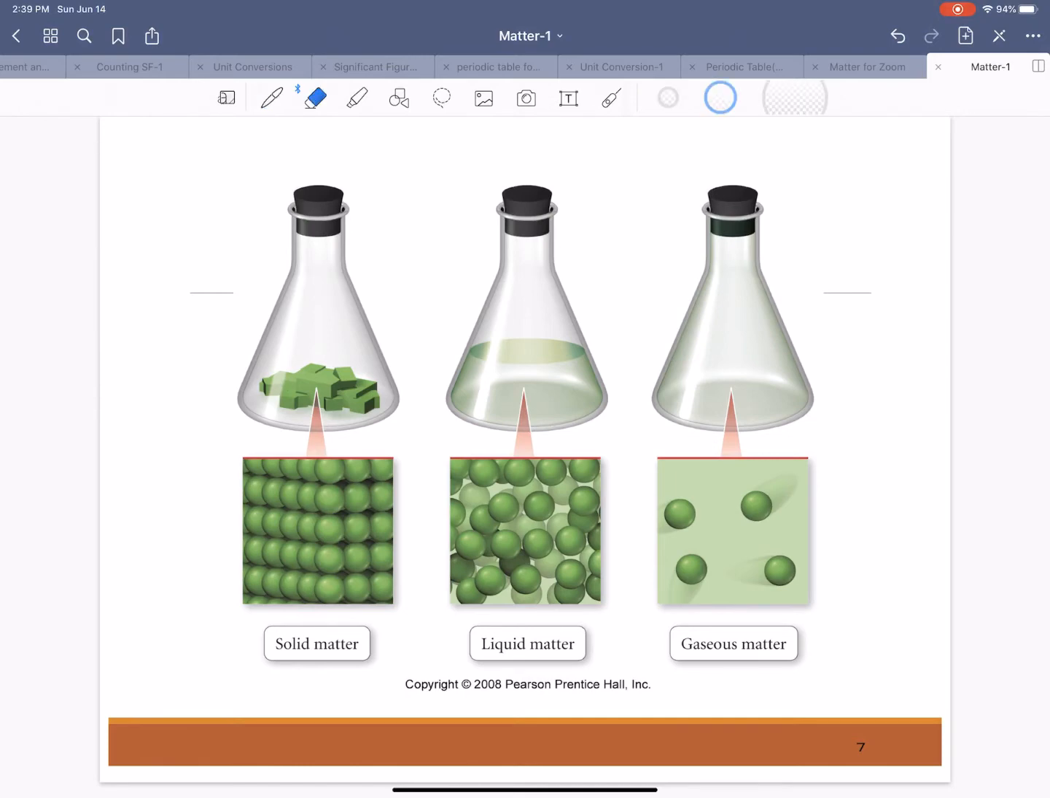So here we have a representation of how one of these cubes of matter might look. Here we have a representation showing how some amount of this liquid might look. And these are similar in that there's very little space between one atom and another. So solid and liquid matter stick together.